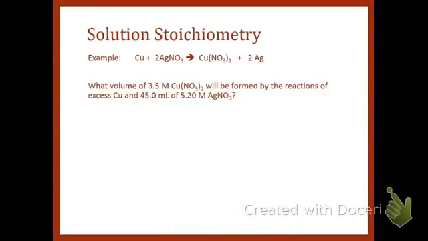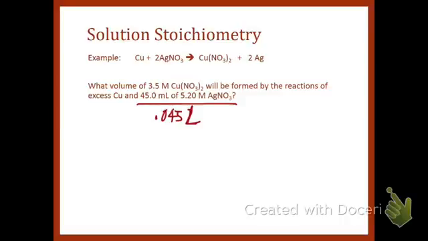All right, and this one, it's wanting to know what volume of copper 2 nitrate will be formed by the reaction of excess copper with silver nitrate, and now we have a different concentration. So we're still going to start with this right here, volume times molarity. This time we have 45 milliliters. If I divide that by 1,000, I get 0.045 liters. That's an L. Okay? So we're going to start with that.